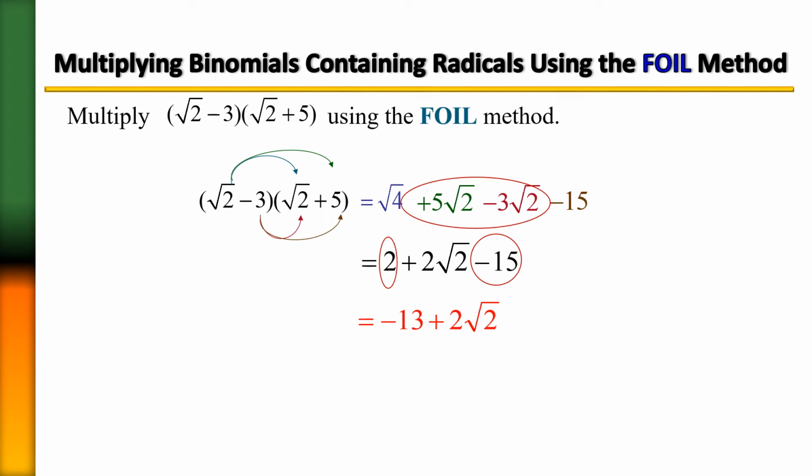Now, you can also rewrite it another way. You can put the negative 13 in the back and read it as 2 radical 2 minus 13. That's fine as well. But just make sure that you don't try to combine a negative 13 with a positive 2, because if you overwork it, then you're going to wind up getting it wrong. But there you have it.